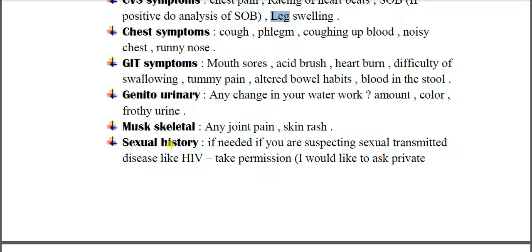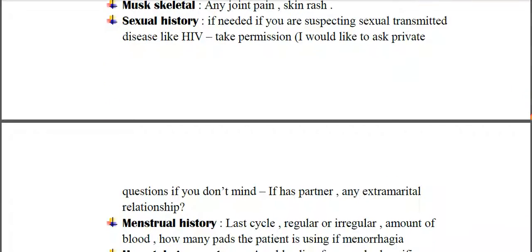Musculoskeletal, any joint pain, any skin rash. Sexual history. You can ask about sexual history if needed. We are suspecting some sort of infection, HIV infection, or sexually transmitted diseases. And you have to tell the patient, can I ask some private questions if you don't mind, not to hurt the patient. So if the patient has a partner or not, and if there is any extramarital relationship.